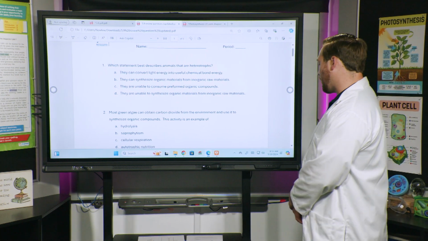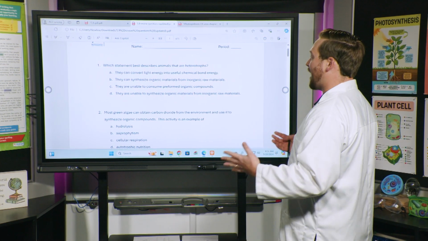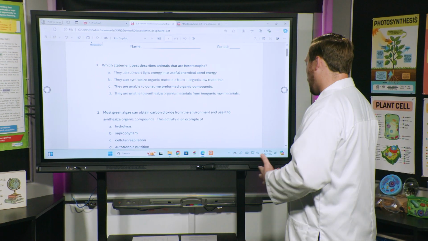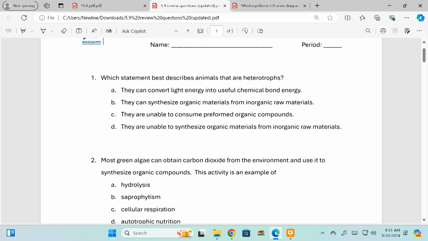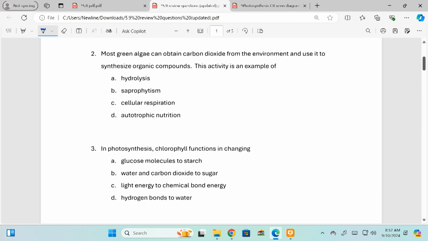All right, so number 1 says, which statement best describes animals that are heterotrophs? So kind of reading through this, which one kind of makes the most sense? I think letter D is our best option here. They are unable to synthesize organic materials from inorganic raw materials. All that means is that they can't make the food themselves.